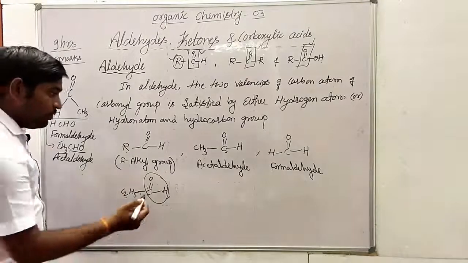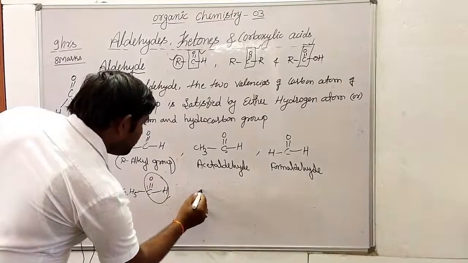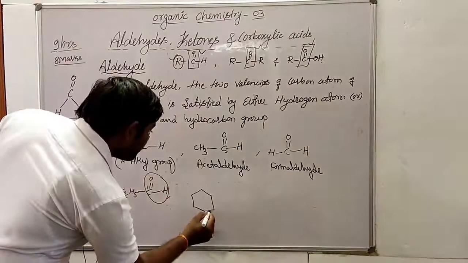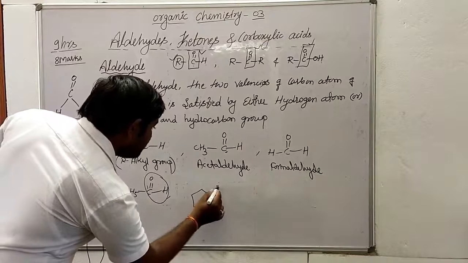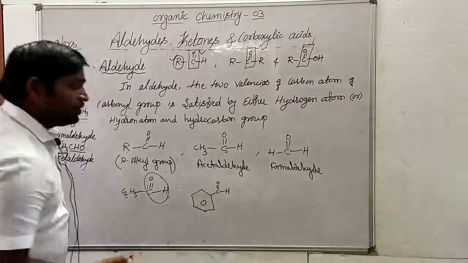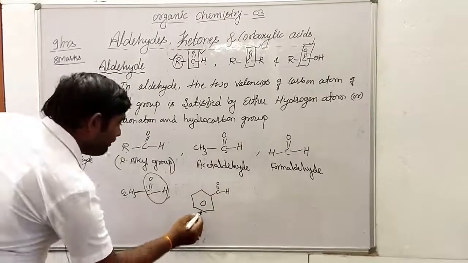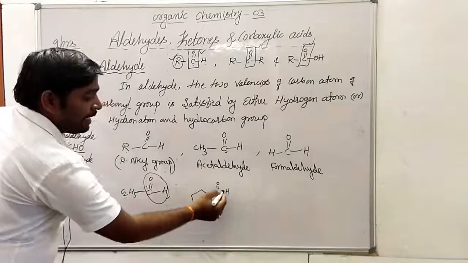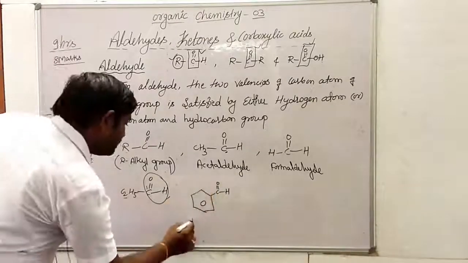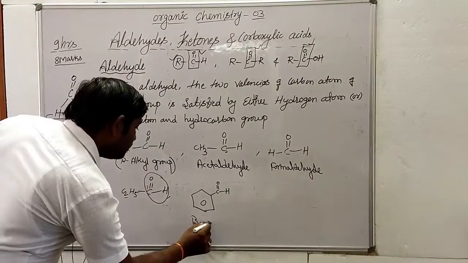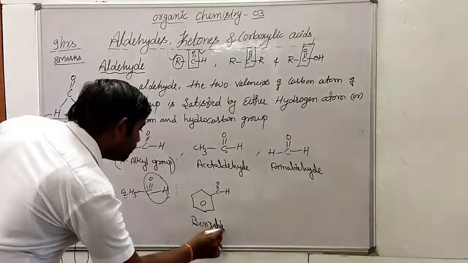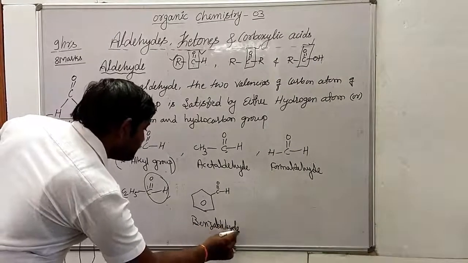And also we can write a benzene ring. It may also carry C double bond O and H. This molecule is called benzaldehyde. Benzene plus aldehyde, benzaldehyde. This is benzaldehyde, the aldehyde molecule.